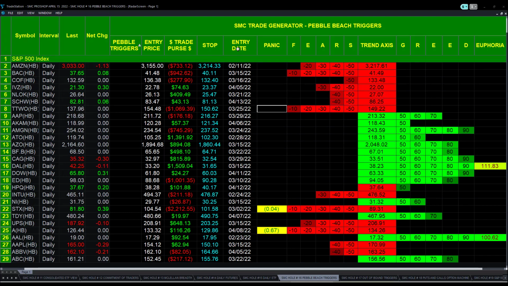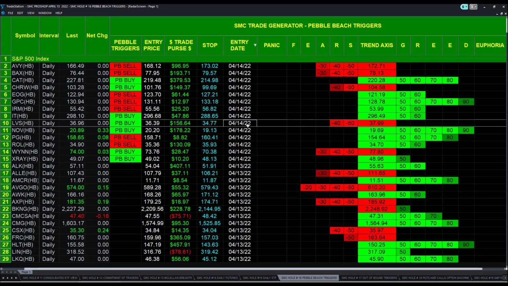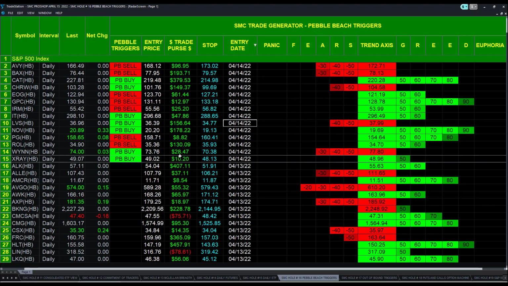Let's bring these to the fore. The signals that came in on Friday: a Pebble Beach sell, green, sell, green, a buy, Caterpillar, 379. This reflects a $10,000 investment, but they're all in the green, buys and sells. But you would think of these as counter trend.